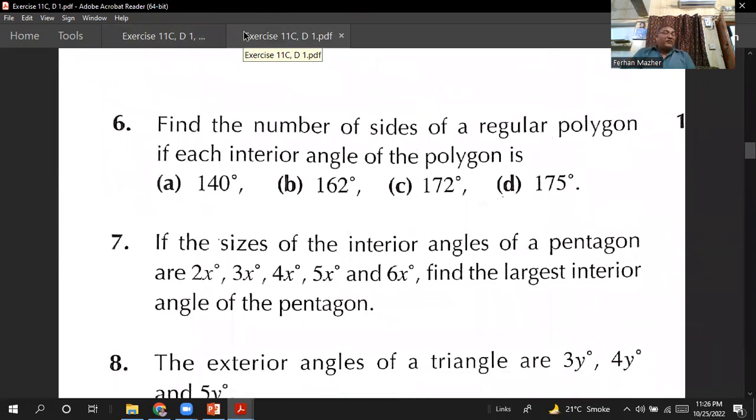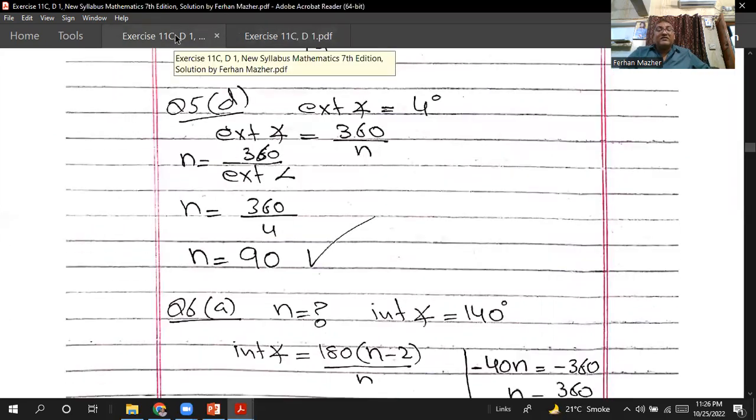Okay, my dear students, from exercise 11C from the book D1, New Syllabus Mathematics 7th edition, we are on question number 6. Find the number of sides of a regular polygon if each interior angle of the polygon is 140 degrees. B part is 162 degrees. Here the interior angle is given, 172 degrees or 175 degrees. So A, B, C, D parts. Okay, question number 6.